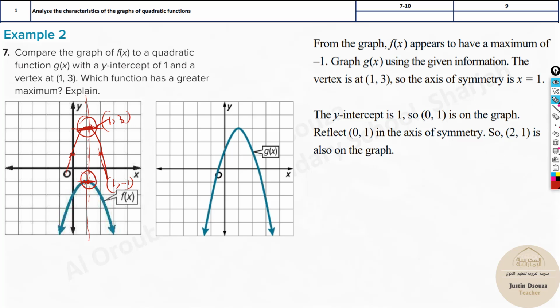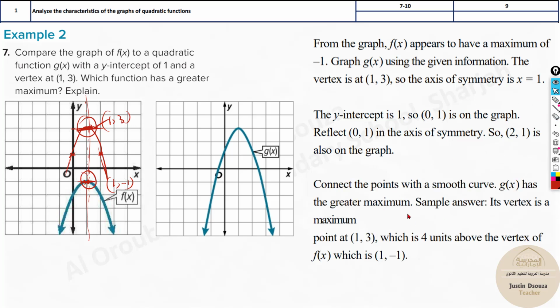That's it. You're basically just comparing the two graphs. If you understand how to graph, that's more than enough. Because it's an MCQ, we can't predict exactly what they might ask. Anything can be asked. They might ask you the maximum point, which has a higher vertex, or what the axis of symmetry is, anything. But the greater maximum is from the g of x graph, the one which we drew.